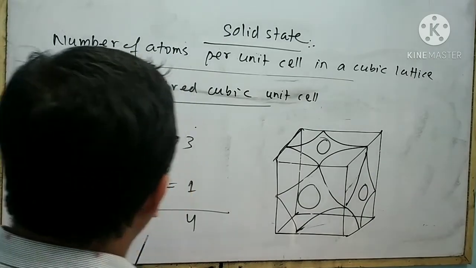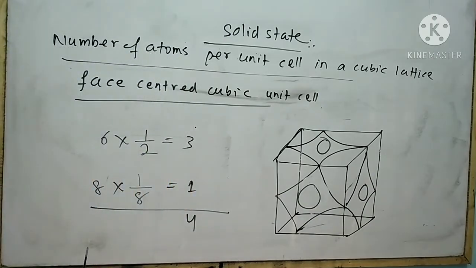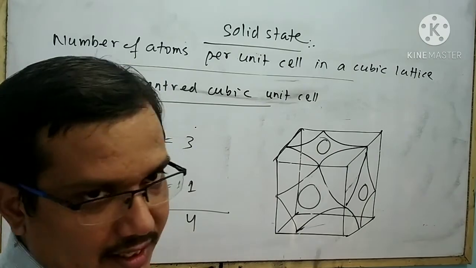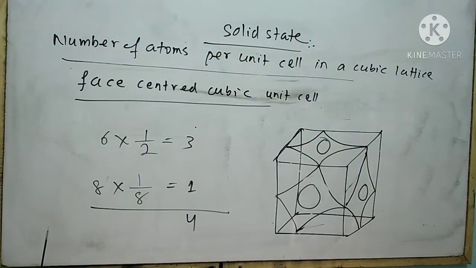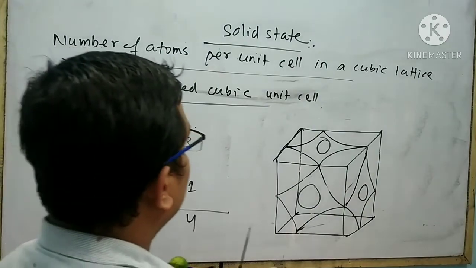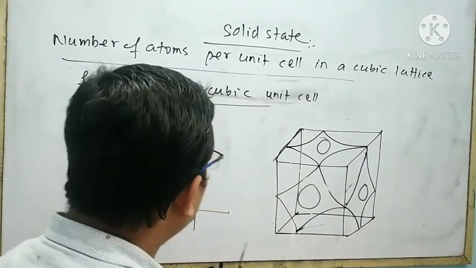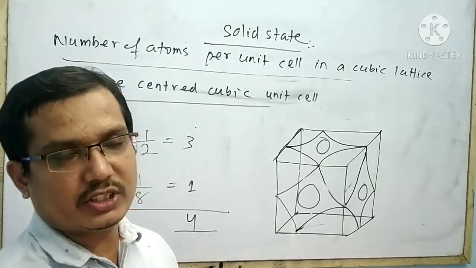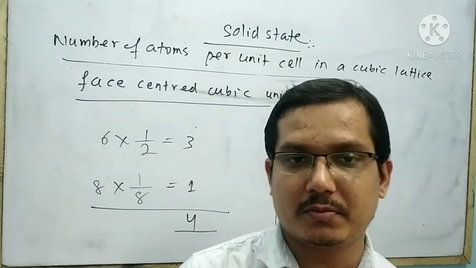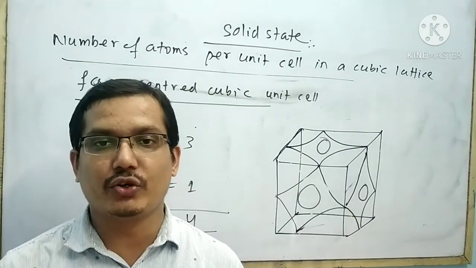Again I will repeat, the number of atoms for the simple cubic unit cell is 1. The number of atoms for the body centered cubic unit cell equals 2. On the other hand, the number of atoms for the face centered cubic unit cell equals 4. This is all about the number of atoms per unit cell in a cubic lattice.